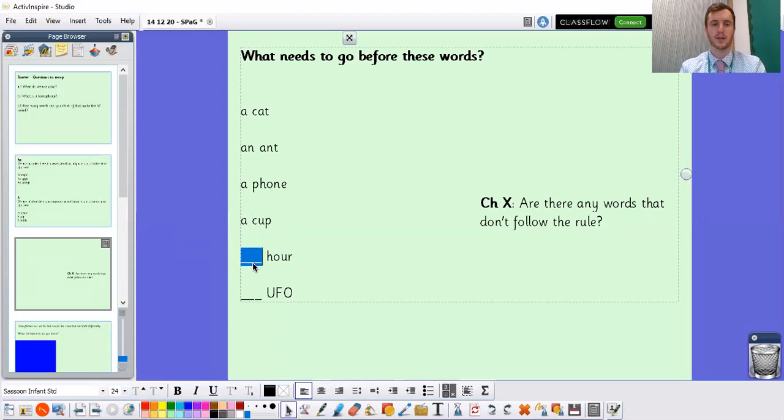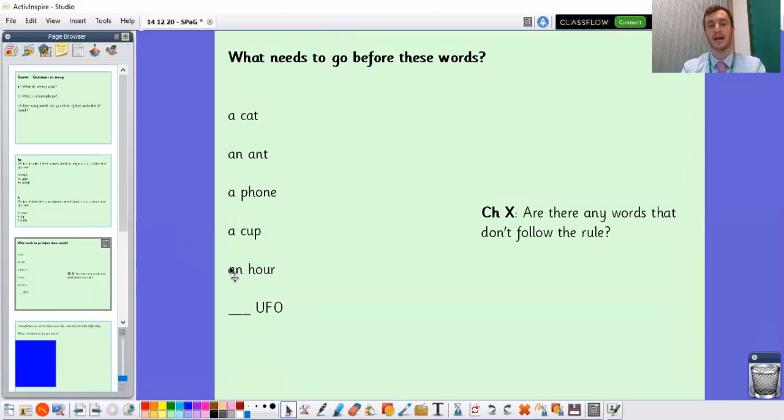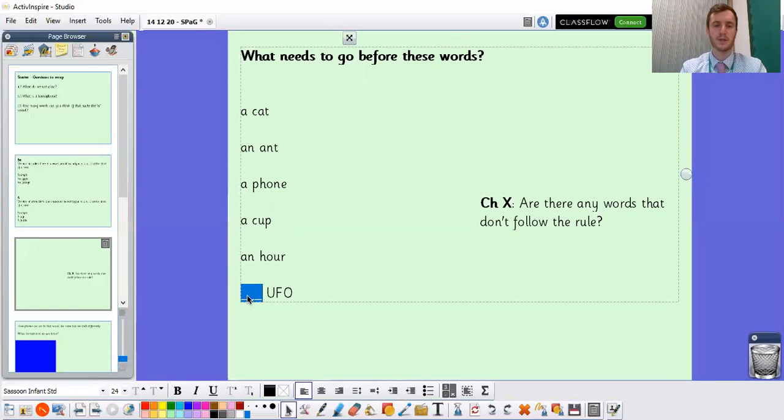Now the last two were the tricky ones. The first one would be an hour. But even though there's an H there, we don't pronounce the H. We don't say a-hour, we say an hour, which is why it's a vowel sound at the start and why we use an. And the last one, we'd say a UFO. And even though there's a U at the start of that word, we pronounce it with a Y, which is a consonant sound, which is why we use the letter A beforehand.